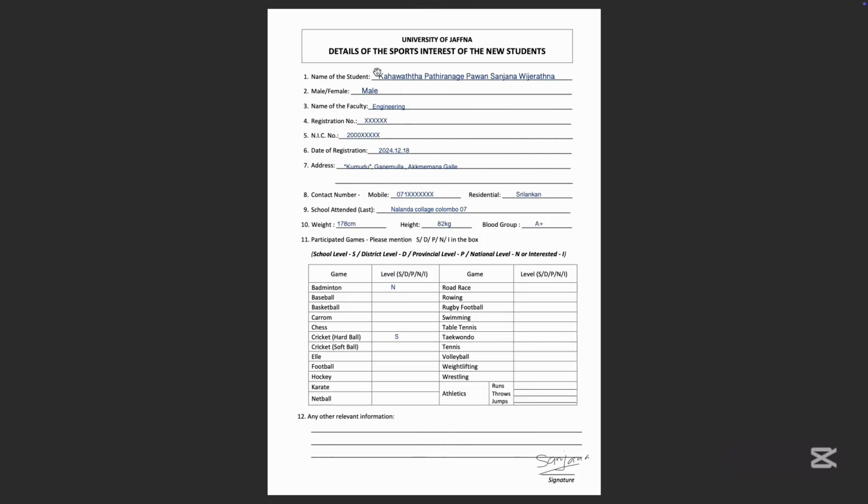This form is about your sport details: your name, gender, course, faculty, registration number, NIC, date of registration, address and contact number, your residential district in Sri Lanka, the school you attended, height, weight and blood group, and you need to add the sport and the level. After that you can add the level you performed at: school level, district level, provincial, national or international. After you go to the university, the sport captain or conductor will call you and tell you the date, or if you would like to play those games in the university, you can join them. Because of that they take this kind of form from you.